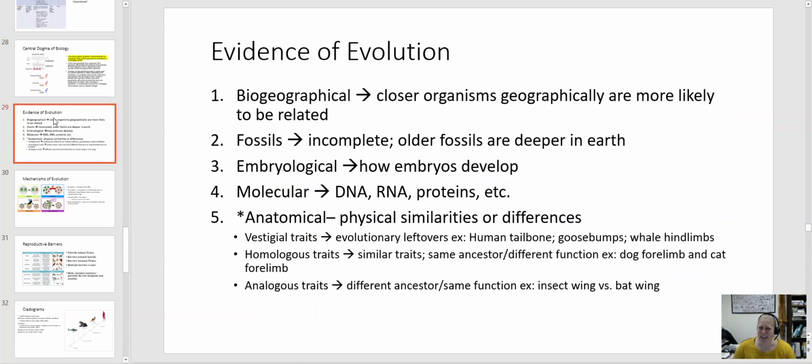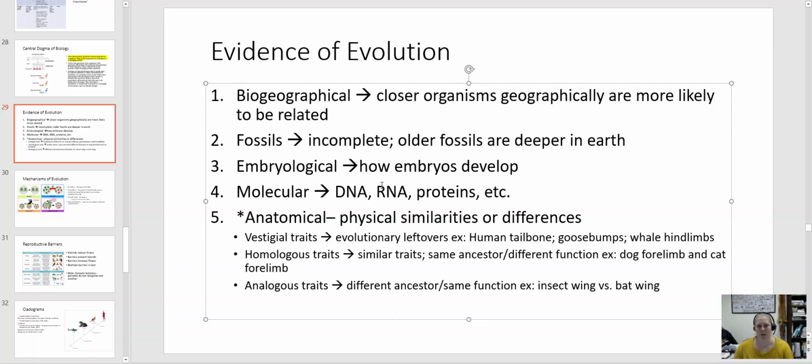Evidence of evolution, I think you guys mostly got this down pretty clearly. We have biogeographical: the closer they are to one another, the more likely they are to be related. Fossils, we know they're incomplete, but fossils give us a good picture of relationships. Embryological data, remember this is directly how we identify something as a chordate. It has to have certain traits embryologically in order to be considered a chordate. Those being your dorsal hollow nerve cord, your notochord, your pharyngeal slits, and your postanal tail.